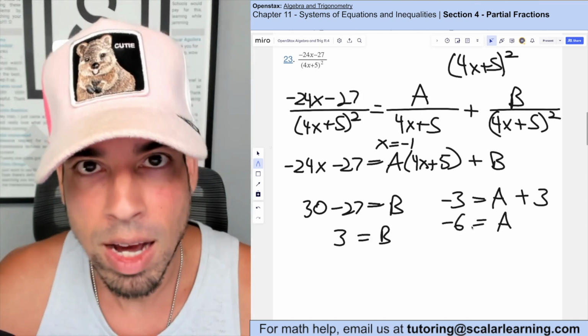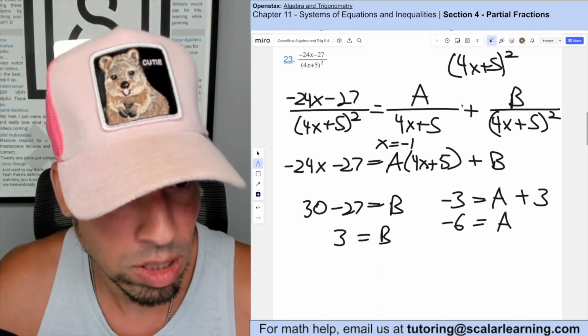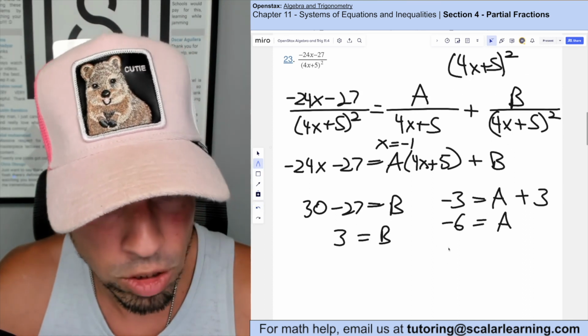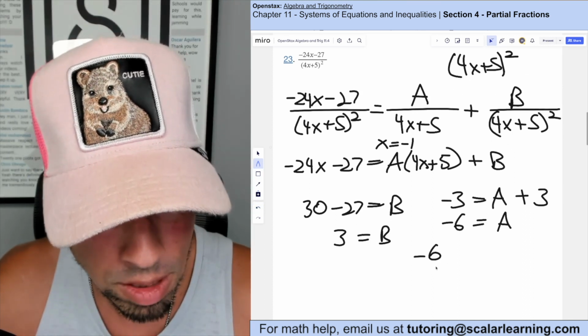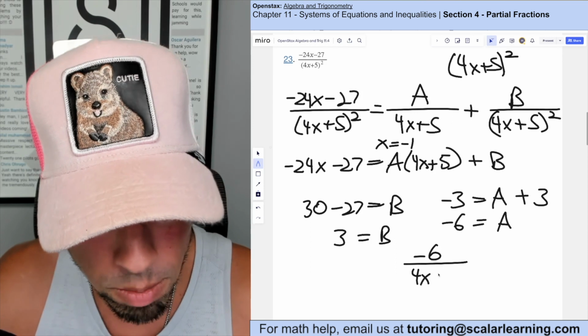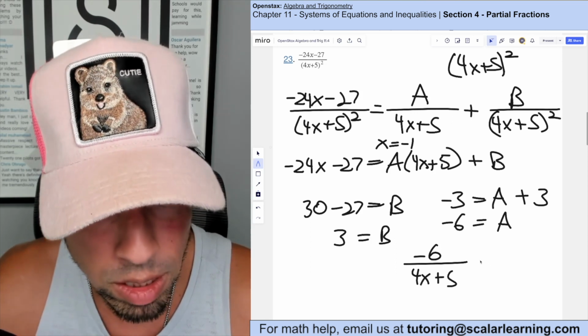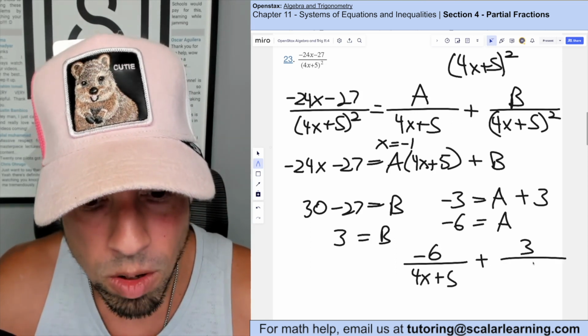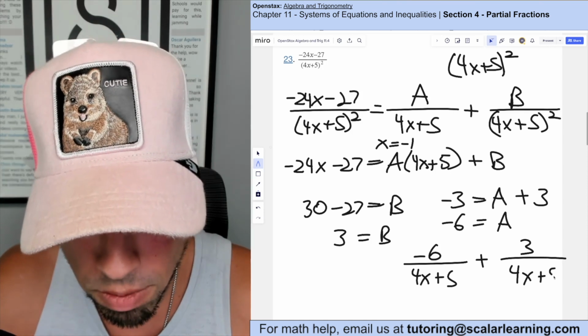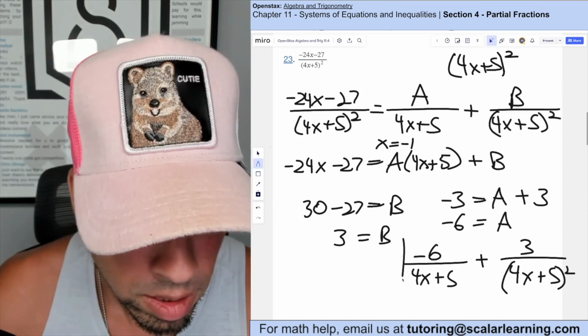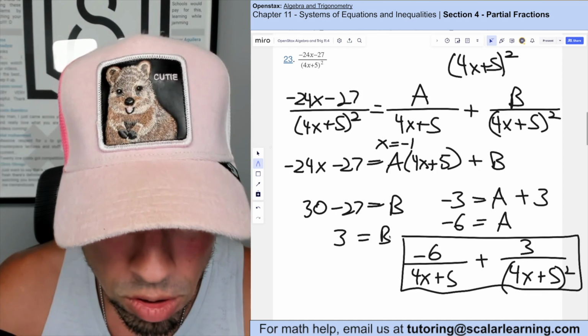All right, now I have my a and b values. Now let's come back to this, and let's plug and chug. So we got -6 over 4x plus 5, and then b is 3, plus 3 over 4x plus 5 squared. And this is the final answer. Done.